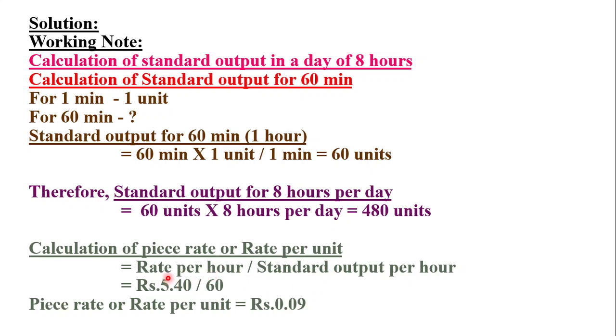How to calculate? Rate per hour is given as 5.40, divided by standard output per hour, that is 60 units, per hour. 480 is for 8 hours. So rate per hour is 5.40, standard output per hour is 60 units. So piece rate or rate per unit is 0.09.